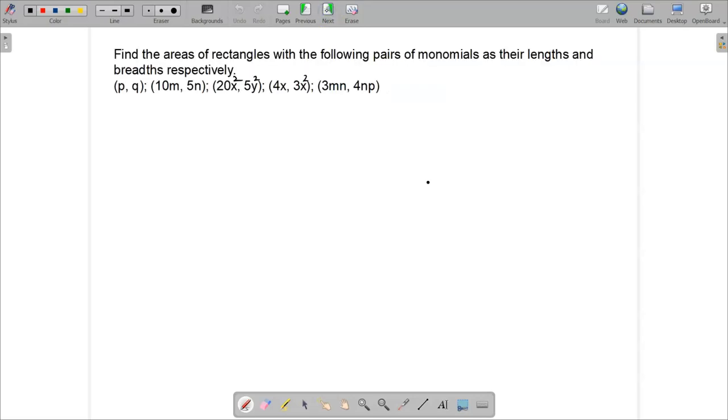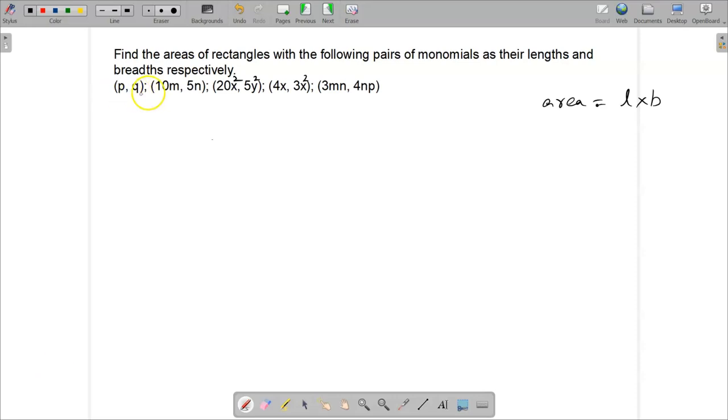The problem number 2. Find the areas of the rectangles with the following pairs of monomials as their length and breadth respectively. So they have given 5 problems with length as well as breadth. So we need to find out the area of the rectangle. So what do you mean by monomial? Monomial is the equation with only one term. So when you observe each and every length or breadth, it is only one single term, hence it is called a monomial. So again, coming to the area of rectangle formula, area is given by length into breadth. So we need to find out the product of the length as well as breadth.